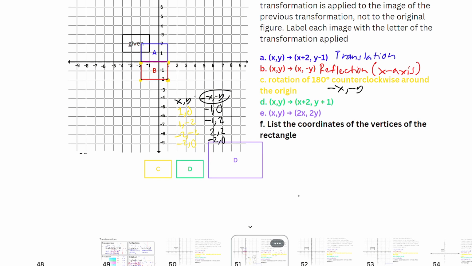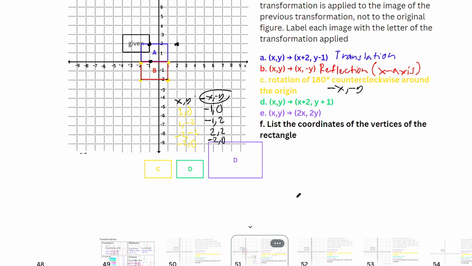Where's negative 1 comma 0? Excuse me. Negative 1 comma 0, it's on this point, right? Next, where is negative 1 comma 2? It's here. Now, where is 2 comma 2? It's here. And lastly, where is negative 2 comma, sorry.